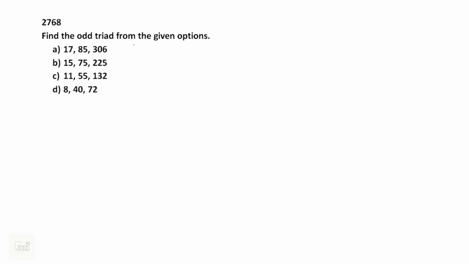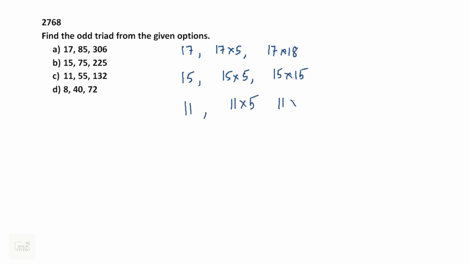Find the odd triad from the given option. 17, 85, 306. This is 17, 17 into 5. This is 17 into 18. 15, 75 is 15 into 5. 225 is 15 into 15. 11, this is 11 into 5. This is 11 into 12. 8, 8 into 5 and 8 into 9.